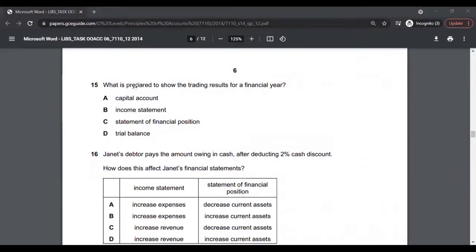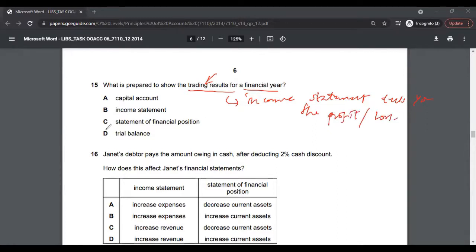Multiple choice 15. What is prepared to show the trading results of the financial year? That's basically the income statement. The income statement tells you the profit or loss. So the answer to multiple choice 15 is option B, income statement.